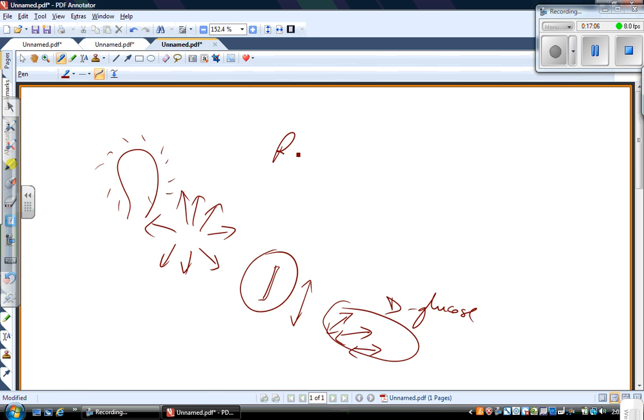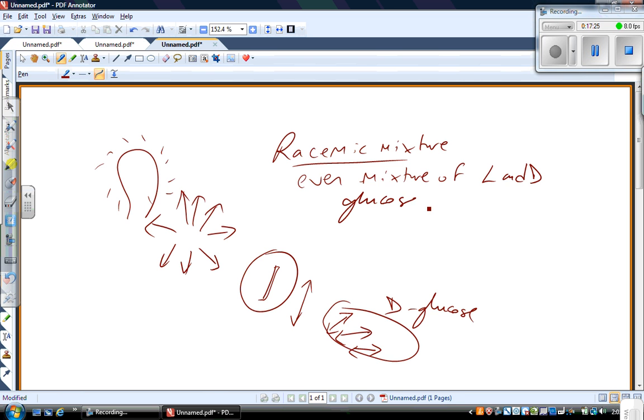Another thing I mentioned in class was a concept known as a racemic mixture. A racemic mixture is an even mixture of two different isomers, so this would be an even mixture of the L and D glucose in your sample tube, in which case you would have no activity, or no rotation of plane polarized light. Okay, so that's what a racemic mixture is.